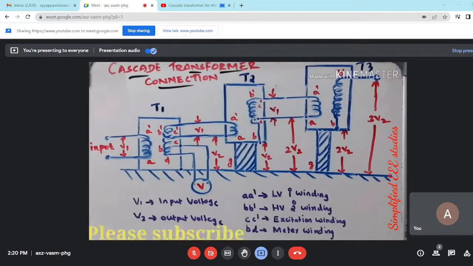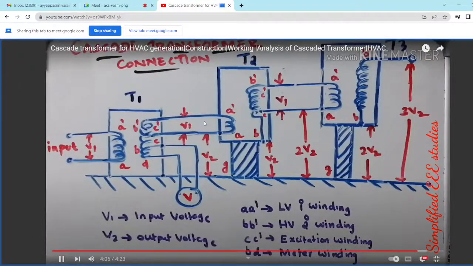This method of generation of high voltage AC is known as cascade connection of transformer. I hope you understood what is cascade connection of transformer and what is the need for it. And finally, I hope you could figure out the advantages and disadvantages of cascade connection of transformer.